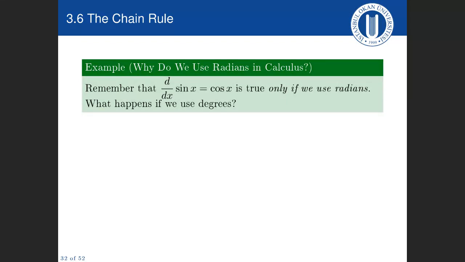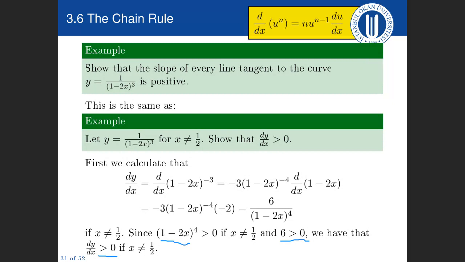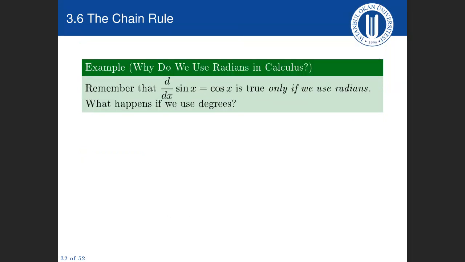I have one more idea before we take a break. I want to answer the question, why do we use radians in calculus? This is power 4. We start with power 3, and then when we differentiate, power to the minus 3 decreases to minus 4. So the derivative has power 4 in. Why do we use radians in calculus?